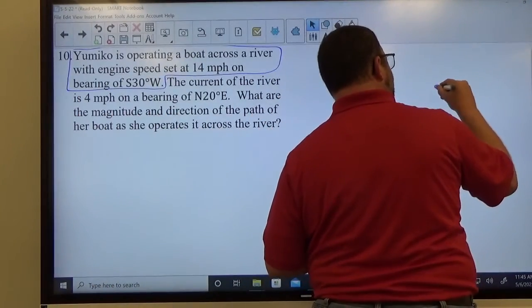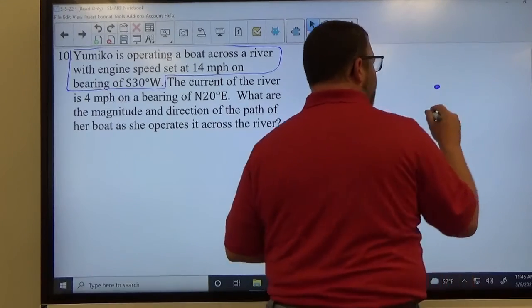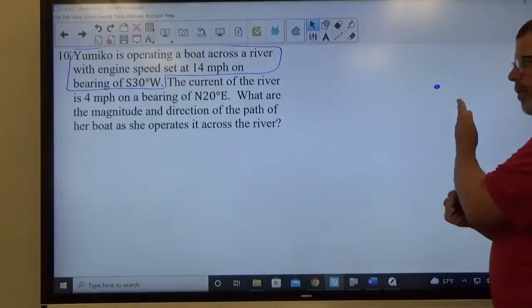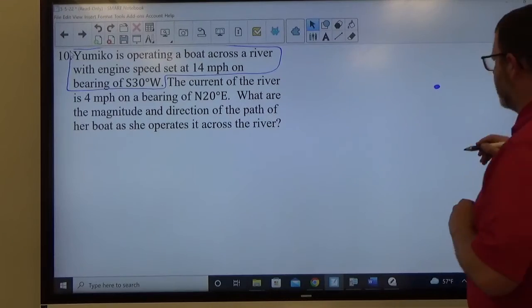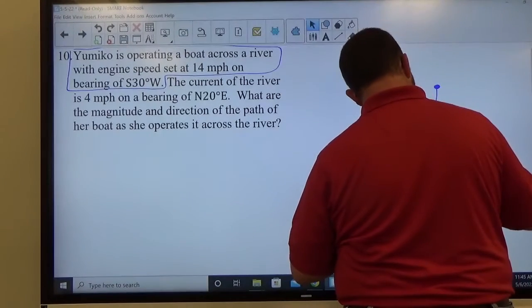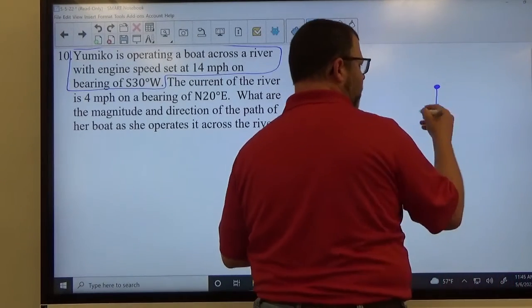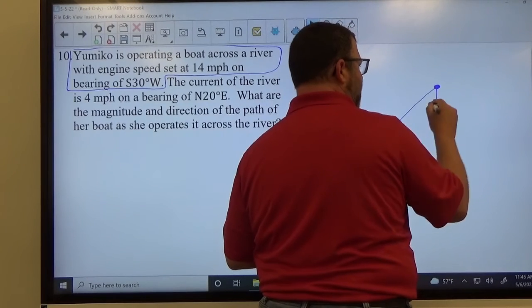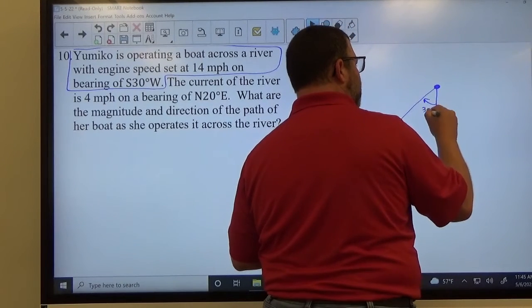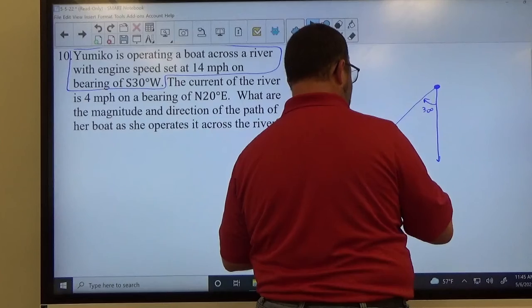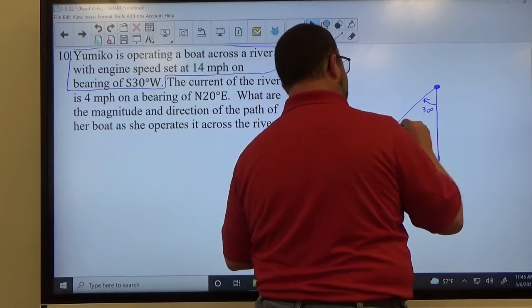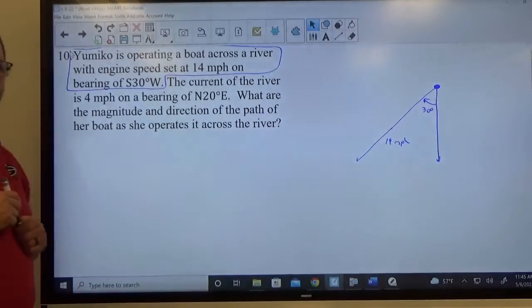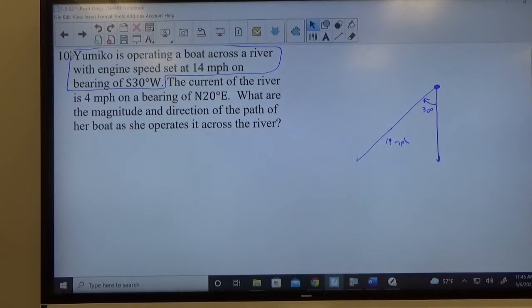Yumiko's boat vector starts here, and she's going south 30 degrees west. So the first direction tells you where to look, and the second direction tells you which way to go off of that. So we're going 30 degrees west of south. So 30 degrees is going this way, and her vector is 14 miles per hour. Everybody okay with Yumiko's boat speed vector?